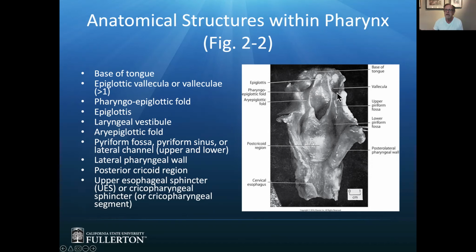So this creates an area that can house about a teaspoon of residue in the valleculae in most adults. So that's the pharyngoepiglottic fold. And then there's the epiglottis. I think you're pretty familiar with that. The laryngeal vestibule, we talked about before. And the aryepiglottic fold is a fold of tissue that goes between the tip of the epiglottis and down here to where the arytenoid cartilages are located, and comes together. This is the vestibule, the laryngeal vestibule.